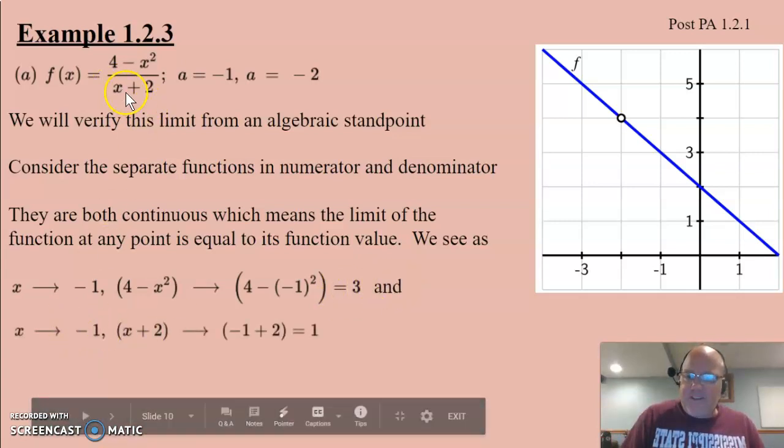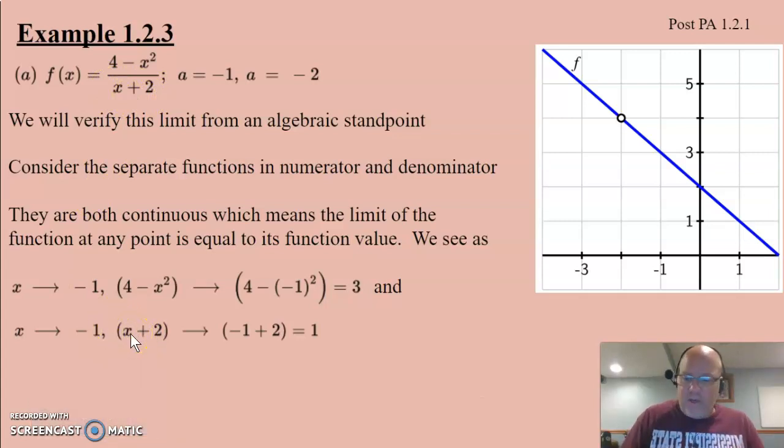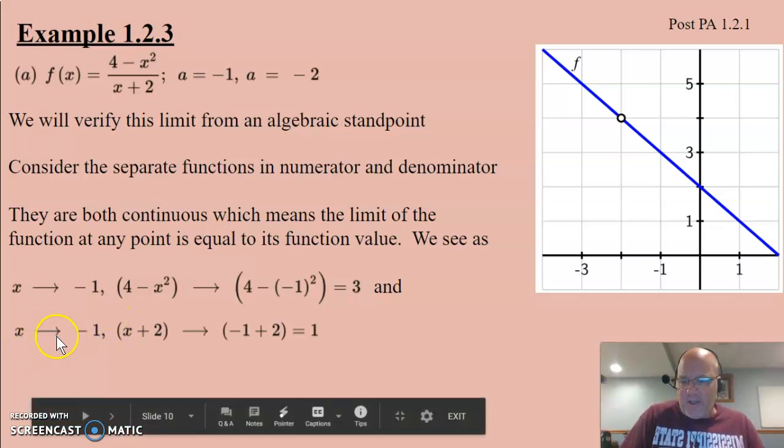And now I'm going to take the same thing in the denominator. x plus 2 is a continuous function. It has no restrictions to it. In and of itself, x plus 2 is just a linear function with no restrictions. So I can cheat a little bit and say, let's just plug -1 in for x, and when I plug -1 in for x, I get 1.